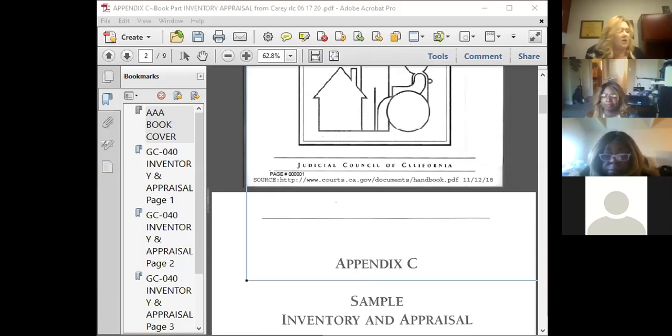I need you to switch over to the GC-040. This one, the inventory and appraisal.